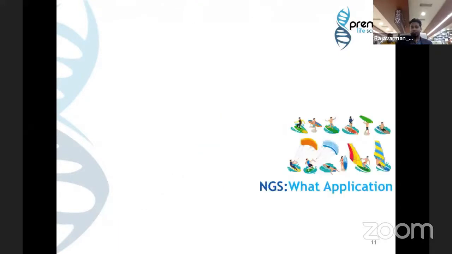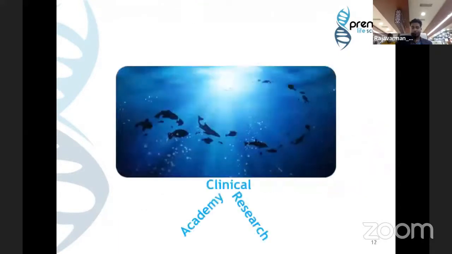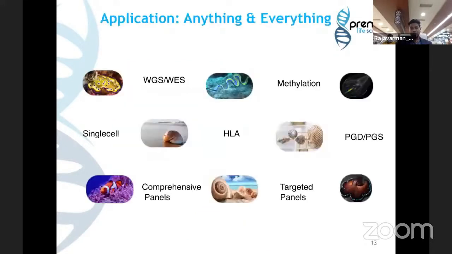Let's see what applications we generally get out of these machines. Of course, these machines can be used in clinical, academic, and research settings. Currently, what we are seeing is that in clinic and research, it is widely used. In academia, it is slowly coming up. We would like to see more of the machines which we discussed in the forthcoming future, right? Application-wise, as I told before, you name any application of genomics, it can be performed with the machines which we discussed: whole genome sequencing, whole exome sequencing, methylation, single cell, HLA, PGD, PGS, comprehensive panels, targeted panels, RNA. Any kind of application, everything can be done, right?